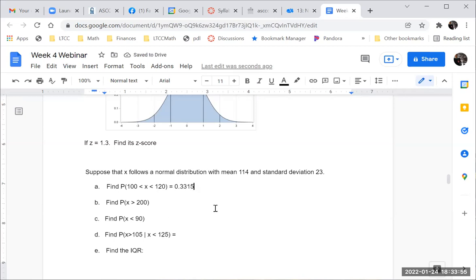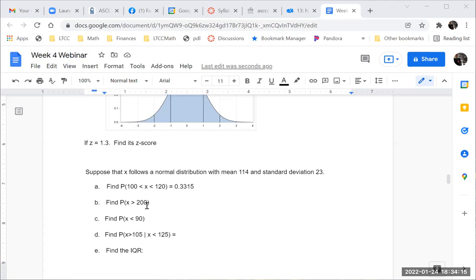Any questions at all on finding this probability? Did it look pretty easy? If you ever have any suggestions on how to make it even simpler, let me know. But I do my best.